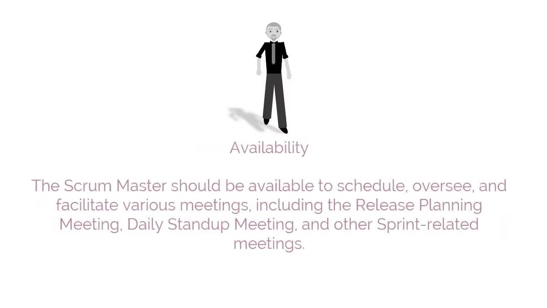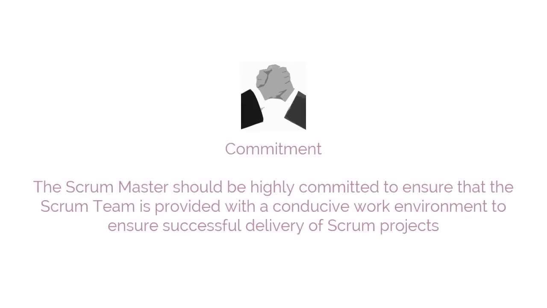Availability. The Scrum Master should be available to schedule, oversee, and facilitate various meetings, including the release planning meeting, daily stand-up meeting, and other sprint-related meetings. Commitment. The Scrum Master should be highly committed to ensure that the Scrum team is provided with a conducive work environment to ensure successful delivery of Scrum projects. And finally, supporting leadership style.